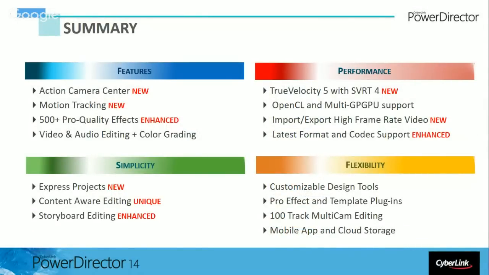So a quick summary for today's course. Today we talked about the new Action Camera Center, which groups all the features you need for action camera footage, like fix and enhance and speed effect. And the Motion Tracker, which allows you to track a moving object in your video. And also the Express project that you can use to quickly create professional-looking video. And we have 100-track multicam editing in this version, and a new version of TrueVelocity 5 with more enhancements for H.265 and high frame rate videos. So that's pretty much the update for PowerDirector 14. I hope you like today's presentation and enjoy the product.